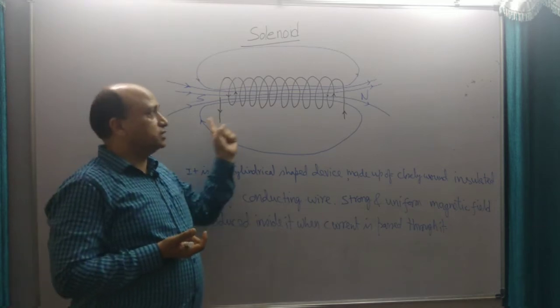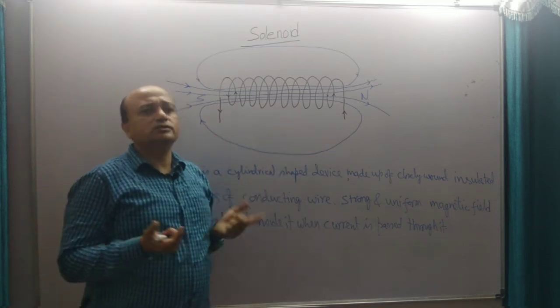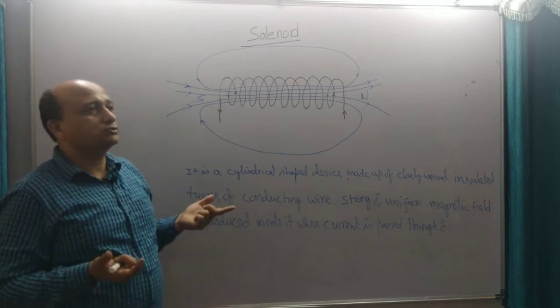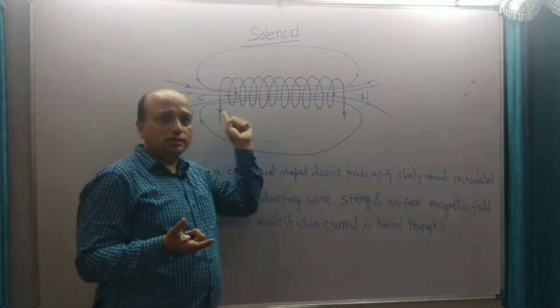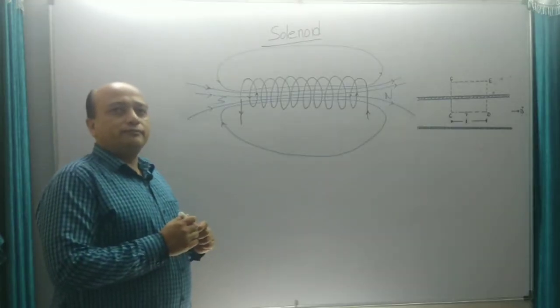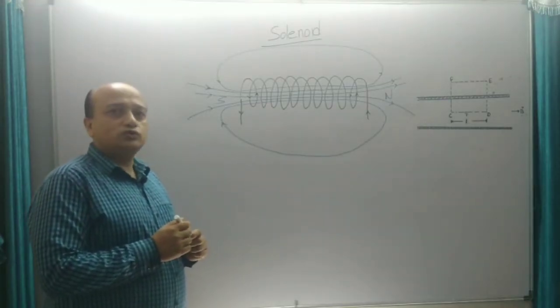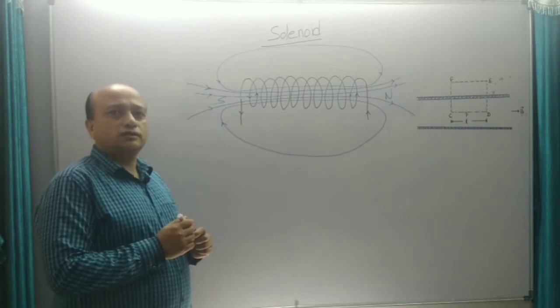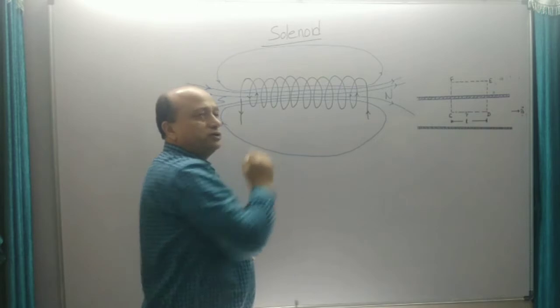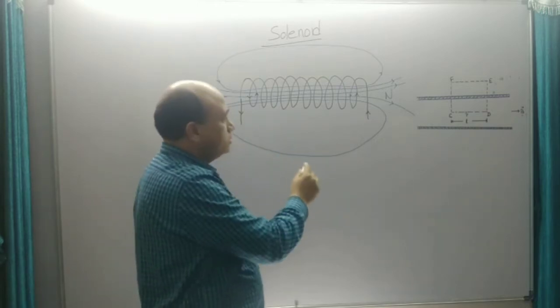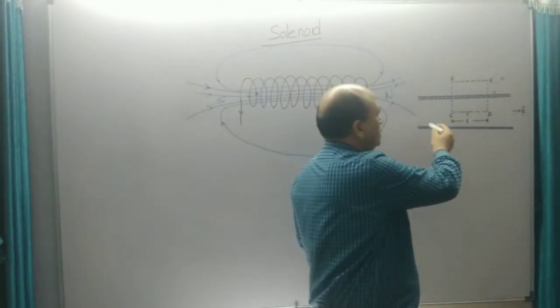What is the length of ideal solenoid? That is infinite, but it is not possible. Infinite length is not possible. So ideal solenoid is that solenoid whose length is much larger than its diameter. We can find magnetic field by making use of Ampere's circuital law also. You have seen this is a solenoid and this solenoid can be represented like this also.